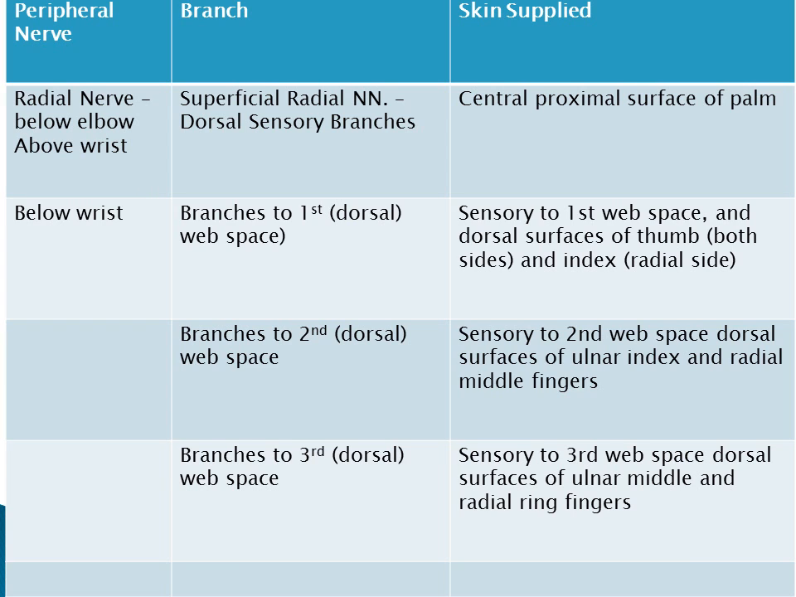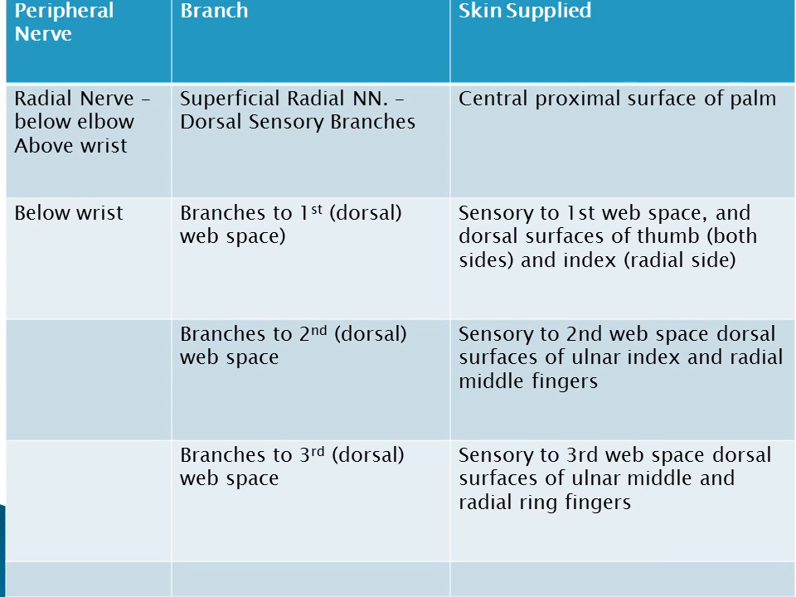And then continuing down, the radial nerve then sends off branches below the wrist. Now below the wrist it sends off three main sensory branches. The first one goes to the first web space, and we're talking about dorsal web spaces here. Goes to the first dorsal web space. There's a branch to the second dorsal web space. There's a branch to the third dorsal web space.